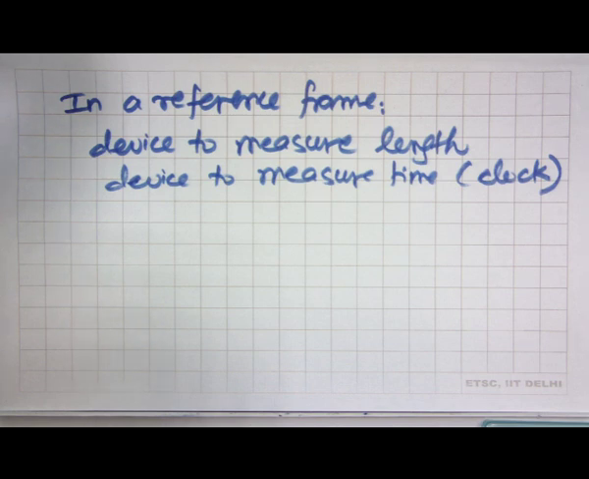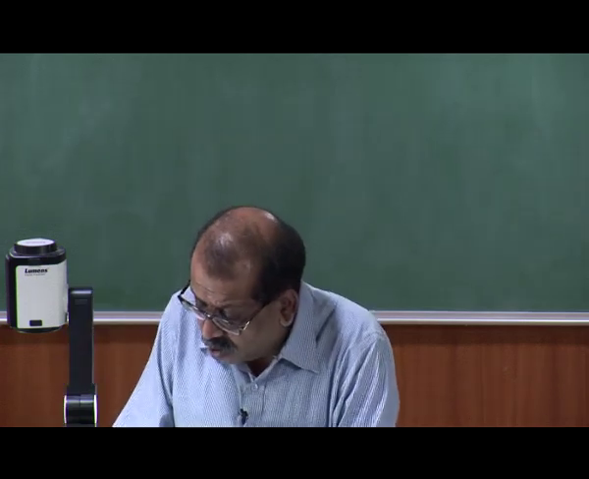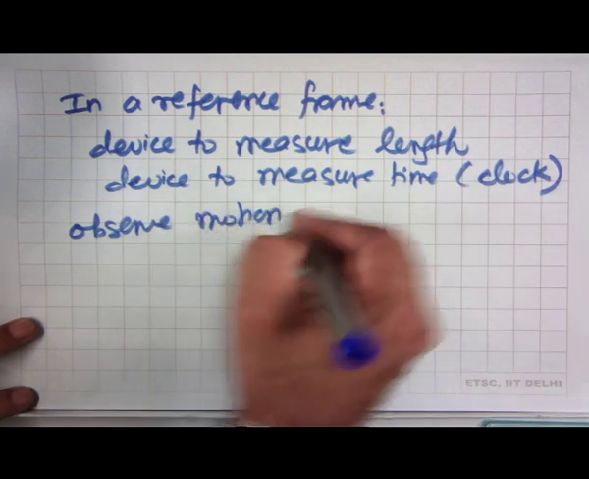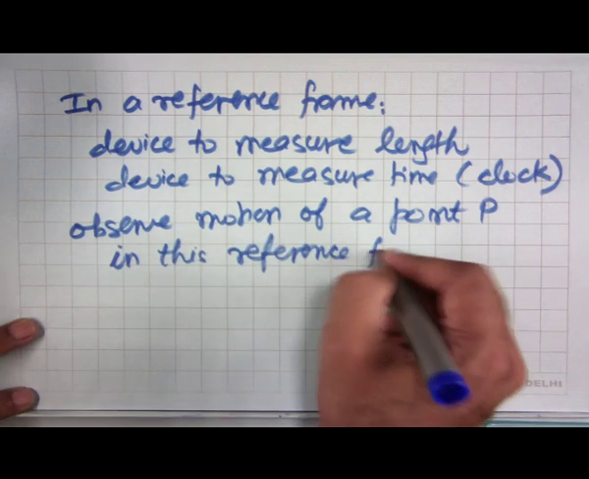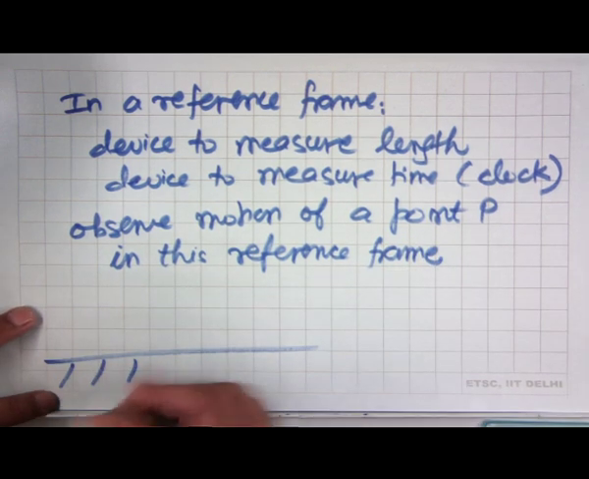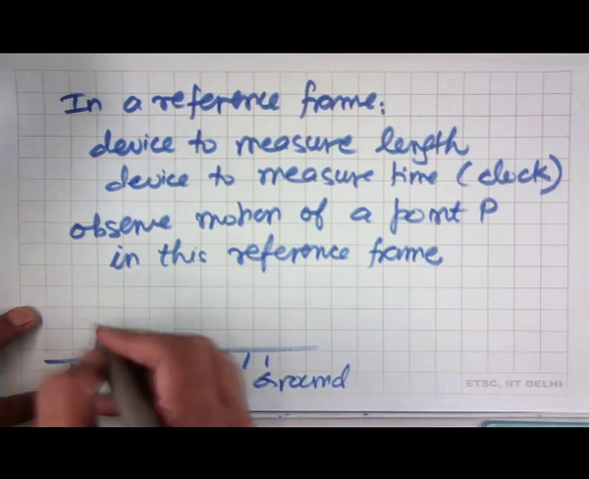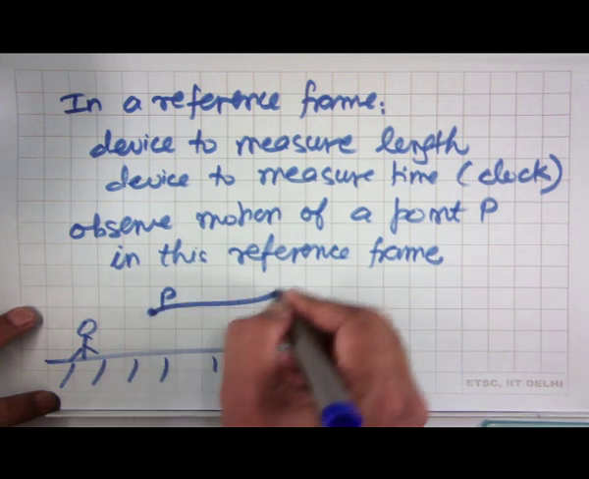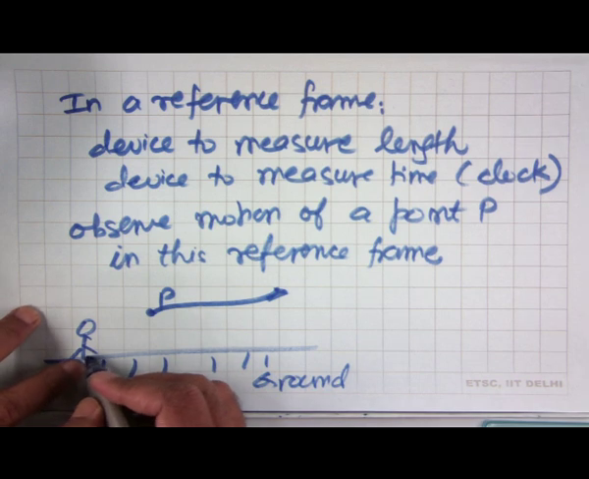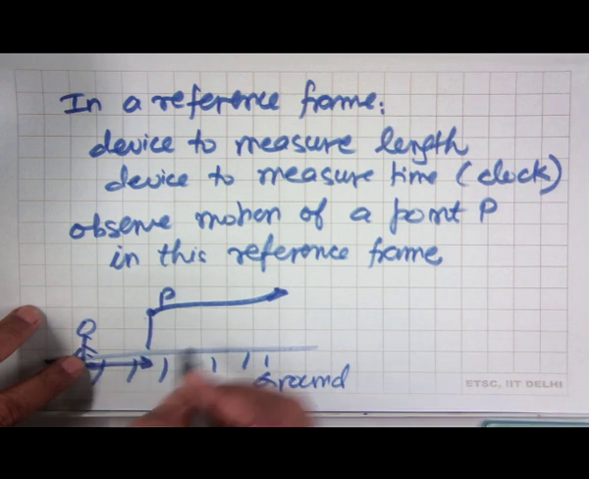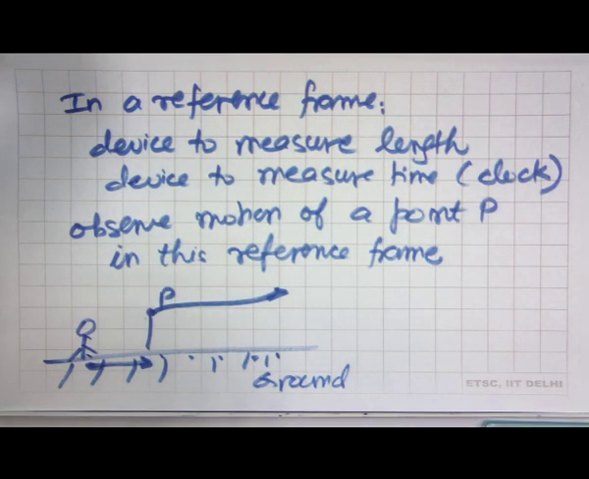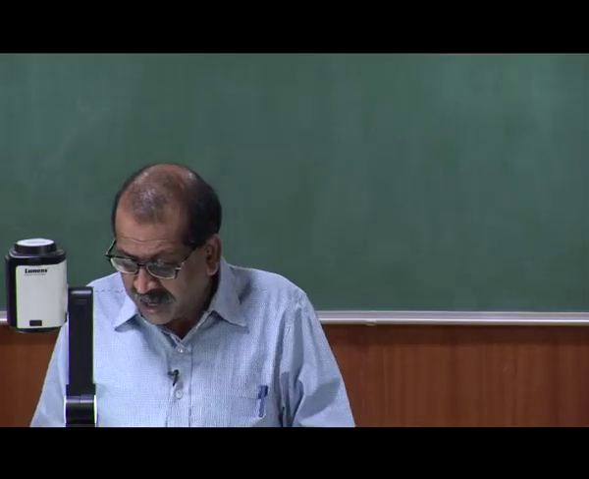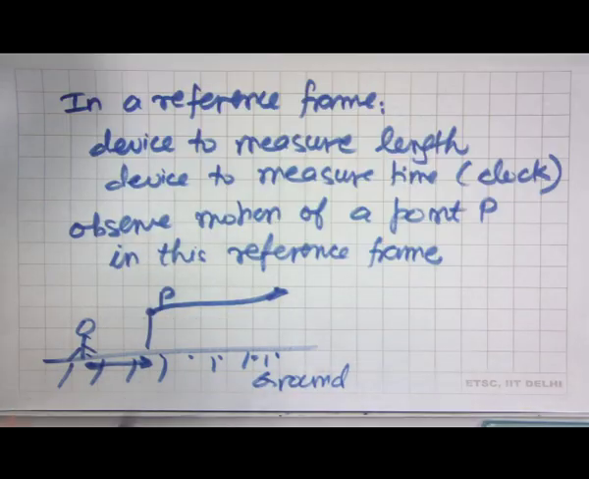So, now when I fix myself on a reference frame and I want to observe, I can observe the motion of a point P in this reference frame. Let us say this is the ground, there is a person here, I sit down here, and there is a point P, which is moving with time. At time t equal to 0, I measure the distance of point P, and I keep on measuring how P changes with time. I have an instrument to measure the length and an instrument to measure the time. So, using this I can observe the motion of point P, and this motion has been observed with respect to reference frame 1.